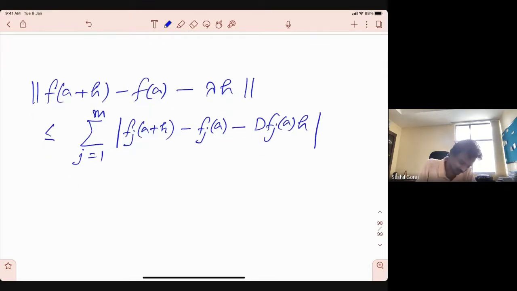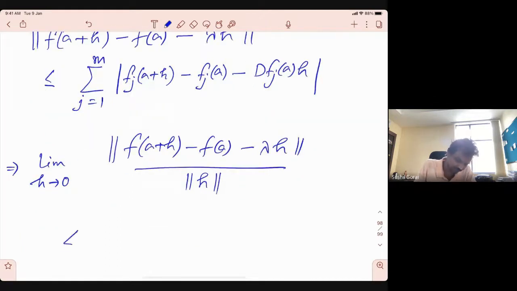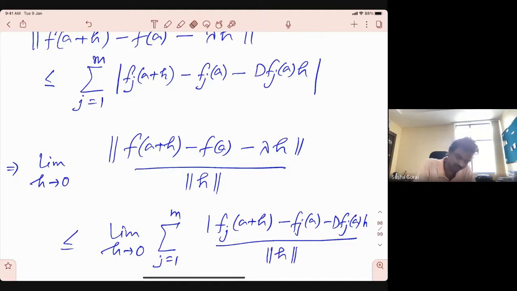Now look at the limit as h tends to 0 of the norm of f of a plus h minus f of a minus lambda h, divided by the norm of h, which is less than or equal to the limit as h tends to 0 of the summation over j from 1 to m of the modulus of fj of a plus h minus fj of a minus dfj a h, divided by the norm of h.